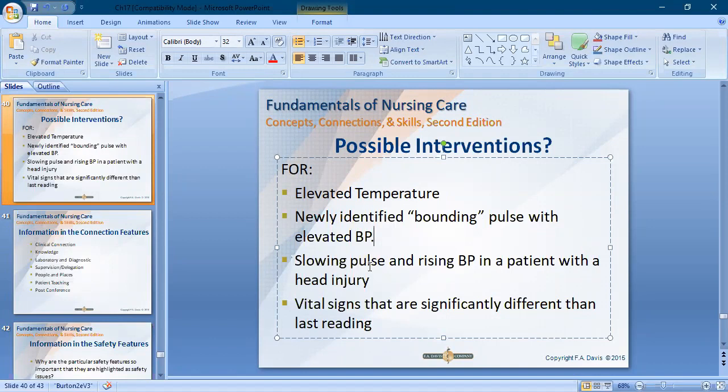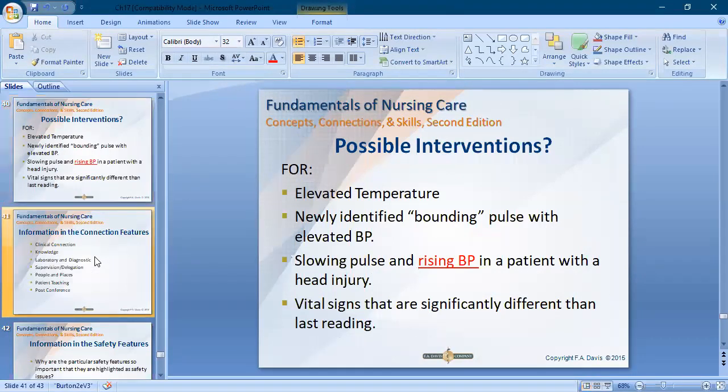Also, a slowing pulse and rising blood pressure in a patient with a head injury. If the patient has increased intracranial pressure, their blood pressure goes up. So it indicates the intracranial pressure is going up. Also, vital signs that are significantly different from the last reading. Suppose in the morning you check the vital signs, but in the evening they have changed hugely, hyper or hypo. You have to think about this because it's an emergency.